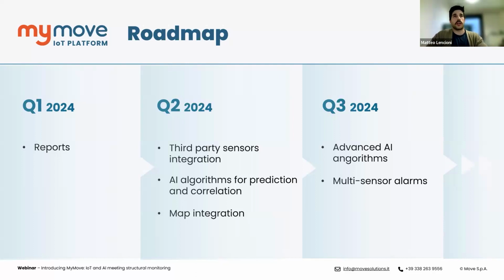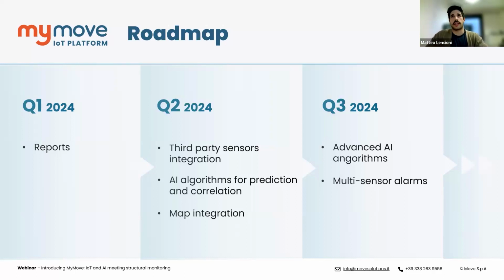Next quarter, we'll be working on the integration of third-party sensors. So again, we'll start bringing data on our platform from different providers. We'll be working on those AI algorithms that we talked about when it comes to prediction and correlation of different trends, and then future prediction of data trends based on a history. We'll be integrating the map so that you'll be able to deploy the sensors on the map as well.